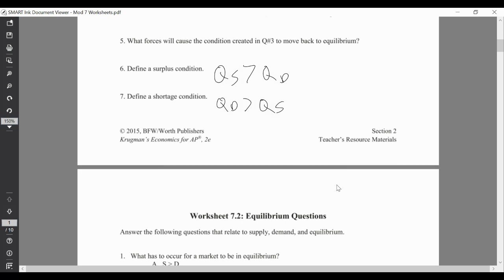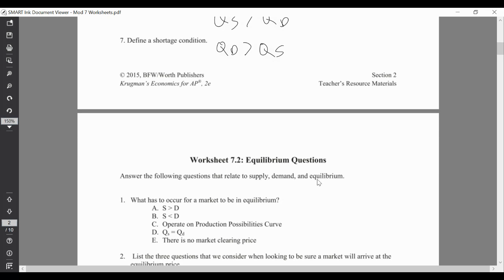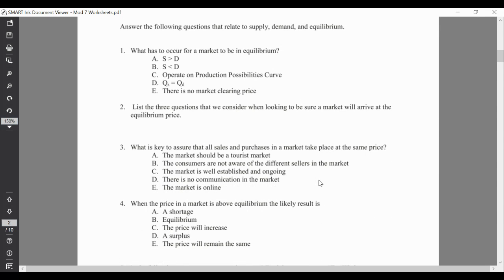And that leads us to worksheet 7.2. All right, so let's take a look at 7.2. It says answer the following questions that relate to supply and demand.